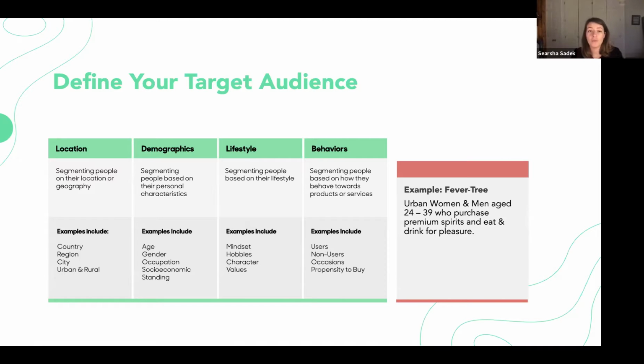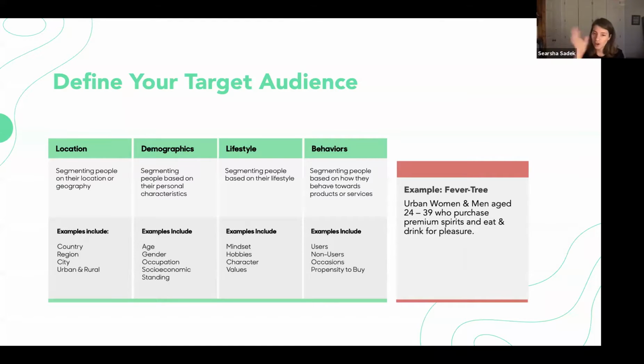Behaviors then, so based on how they actually behave towards the products or the brands. So are they users, non-users, occasions, that kind of stuff? You know, are they people who actually skip lunch all the time? So if you're looking to get them, you should go for the afternoon snack, for example.